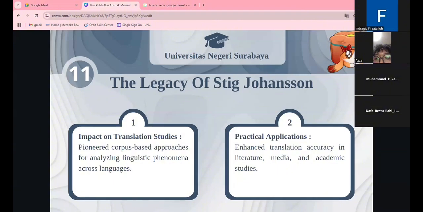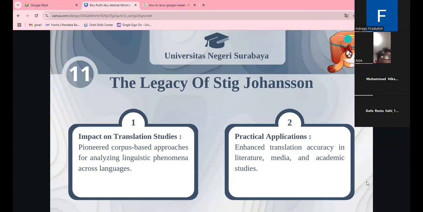Impact on translation studies: Johansson pioneered corpus-based approaches for analyzing linguistic phenomena across languages. And then practical application. Enhanced translation accuracy in literature, media, and academic studies by using corpora to see how languages compare and how translations have been done in the past. Translators can make more informed decisions.